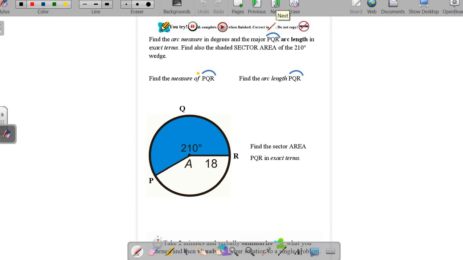This page you're going to attempt to do on your own. Show your work. Do this in exact form. Try to do this without a calculator. Pause the video.